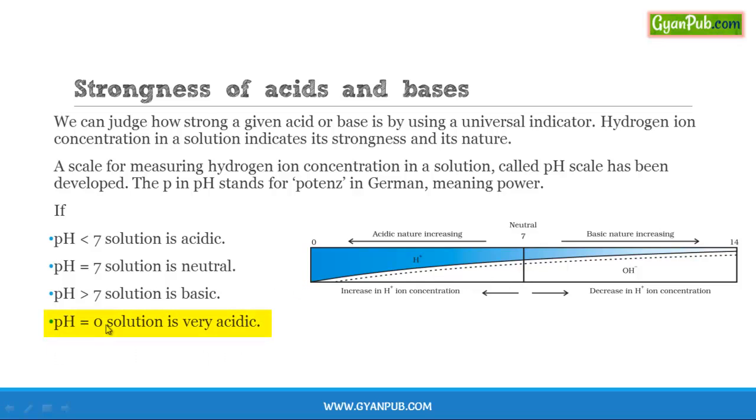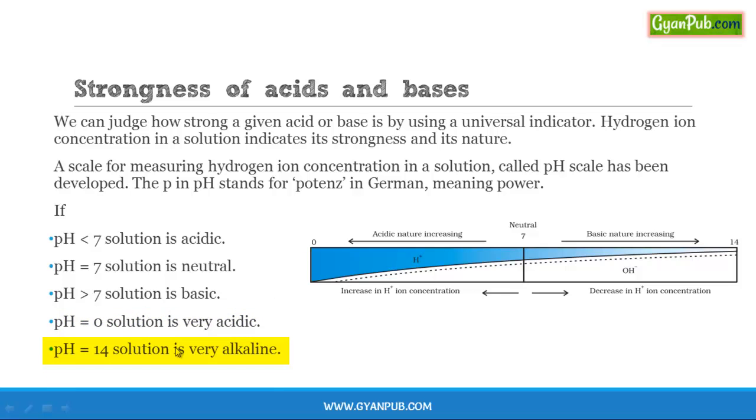If pH is 0, then the solution is very acidic. At 0, the H+ ion concentration is maximum, and where the H+ ion concentration is maximum, the acidic nature is very strong. So at pH equal to 0, the solution is very acidic, and if pH is equal to 14, the solution is very alkaline, as at 14 the OH- concentration reaches its maximum. When the OH- ion concentration is more, the basic nature is more. So the bases are strongest at pH equal to 14, and they are very alkaline in nature.